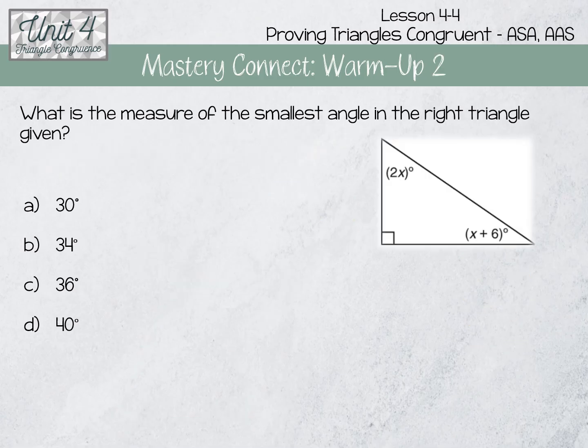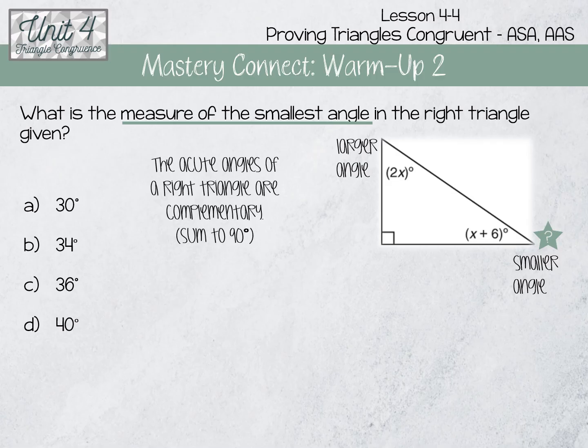Mastery Connect, warm up number 2. What's the measure of the smallest angle in the right triangle? That looks like the smaller angle, larger angle. Of course, the largest angle is a right angle. And the two acute angles of a right triangle are indeed complementary. They add up to 90. So 2x plus x plus 6 equals 90. Combine like terms. 3x plus 6 equals 90.